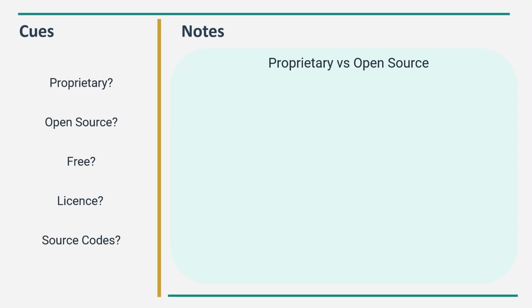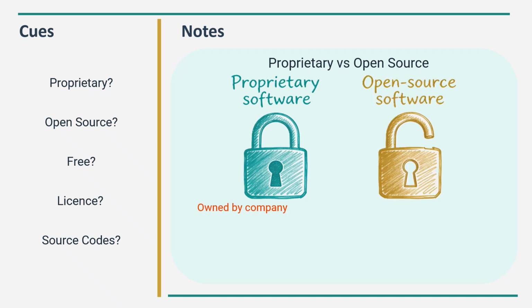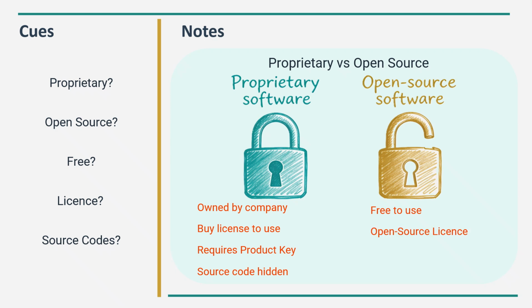So, when we look at software, there are two types: proprietary or open source. Proprietary software is owned by the company and you only buy a license to be able to use it. This requires a product key which you need to enter before you can install the program on your hard drive, and the source code is hidden. Open source software is free to use. The source is also open and there's an open source license on it. You can modify and share the software, and the source code is available and can be changed.